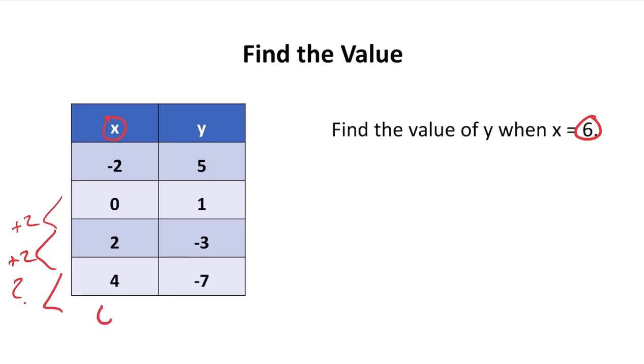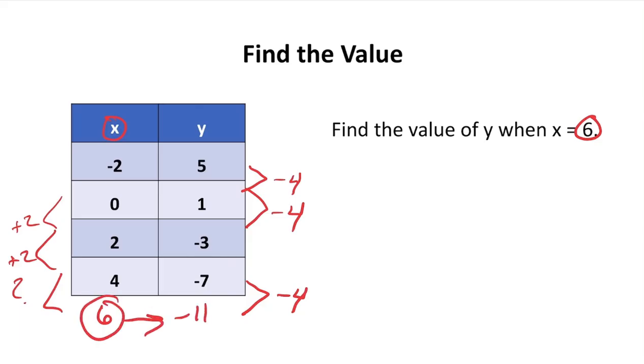So I know that my next number here is going to be 6. And I also know my y's follow a pattern. This is getting smaller by 4. So if I do negative 7 minus 4, now I have my answer. When x is 6, y is negative 11.